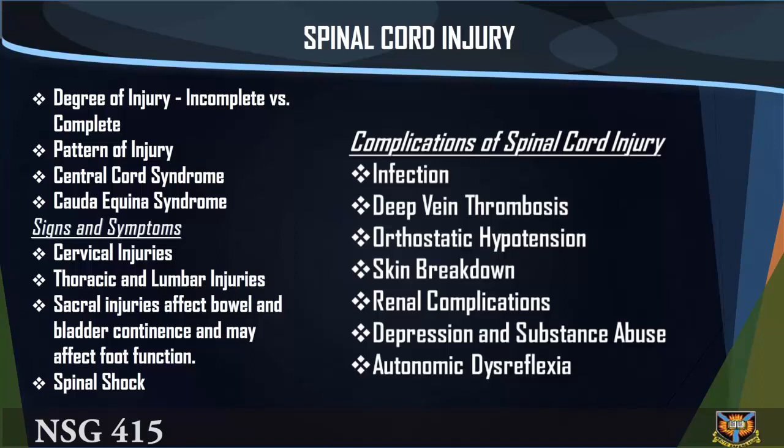Skin breakdown. Patients or their caregivers must be diligent about relieving pressure on the skin by position changes and cushioning of bony prominences. Renal complications. Urinary tract infections are an ongoing concern to spinal cord injured patients. Both urinary reflux and untreated urinary tract infections can cause permanent damage to the kidneys. Depression and substance abuse. Patients with spinal cord injury have a higher than average incidence of depression and substance abuse. Both these factors can interfere with the patient's ability to care for himself or herself.